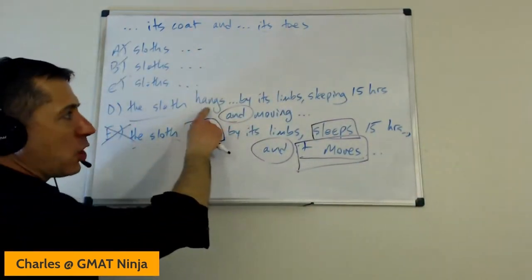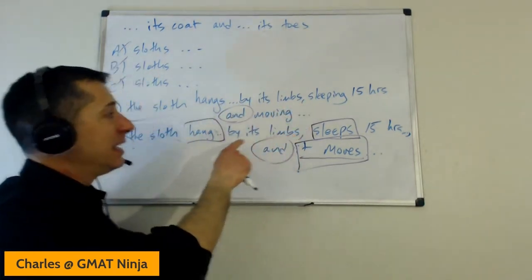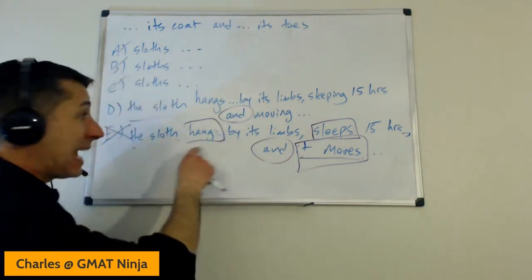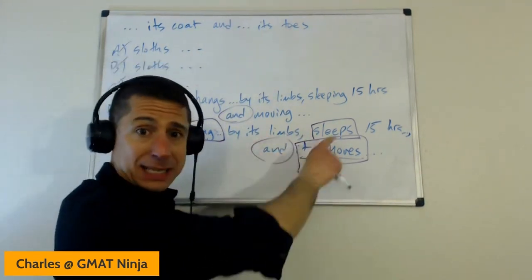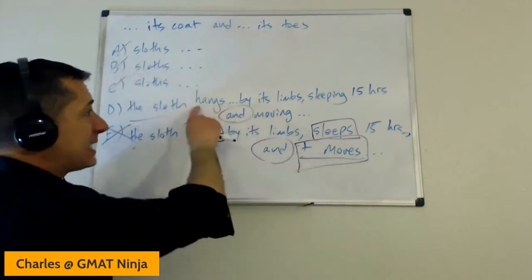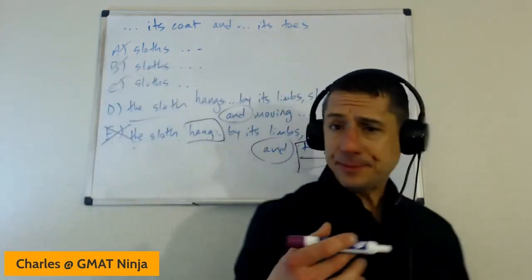A lot of people look at this and go, not parallel. The sloth hangs, sleeping, and moving, not parallel. It sounds better, and I actually think this is true. It sounds better to say hangs, sleeps, and moves, or hangs, sleeps, and it moves. Even sounds better to me. Is it okay to say hangs, sleeping, and moving? Well, sure, it just changes the meaning a little bit, not in a bad way.